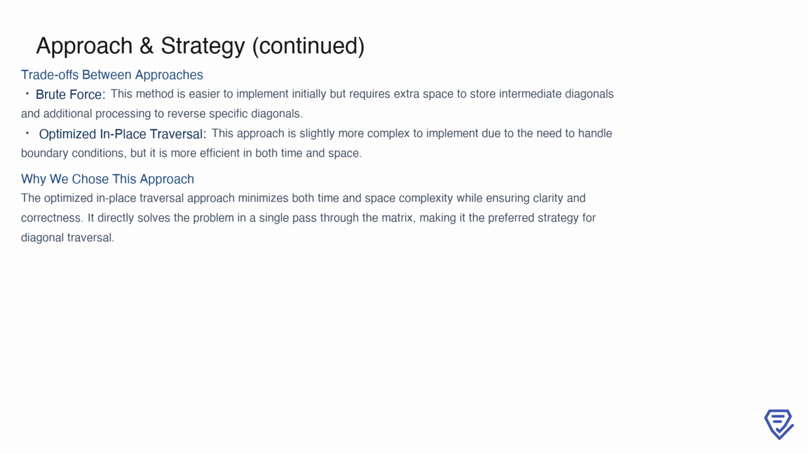Ultimately, the optimized in-place traversal approach was chosen because it minimizes resource usage while maintaining clarity and correctness. By solving the problem in a single pass through the matrix without additional storage, it provides the most streamlined and effective solution for diagonal traversal.